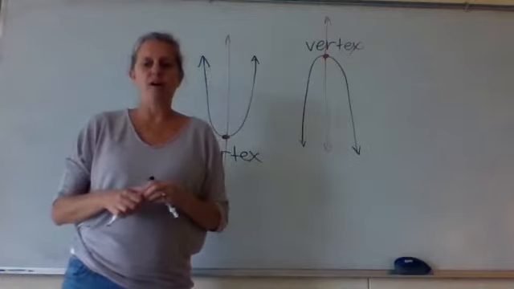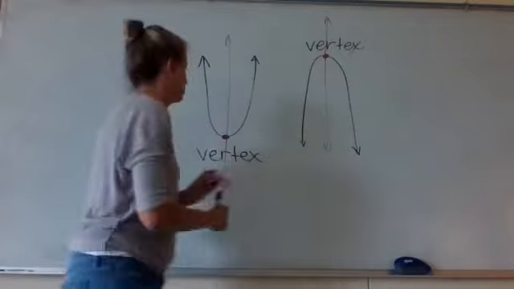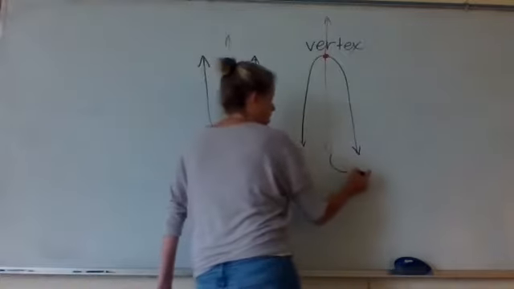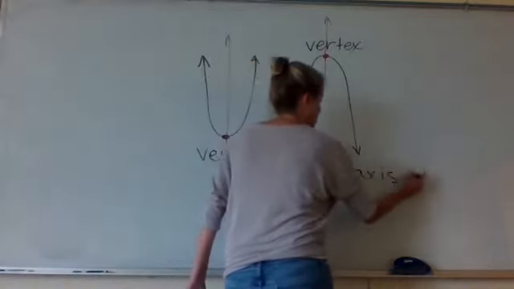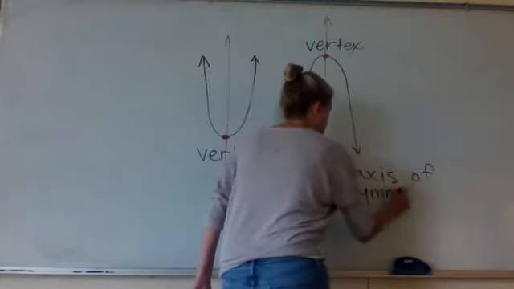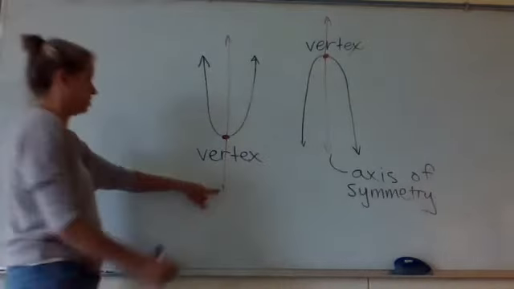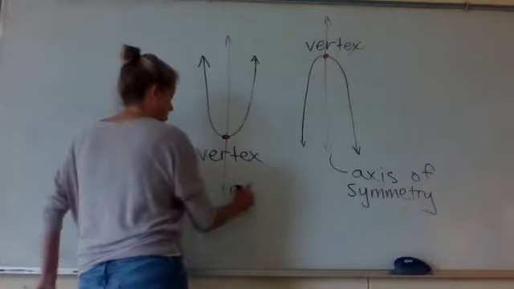So we're going to talk about those two things. One more thing. So this would be its line of symmetry. We're going to call it an axis of symmetry. Is the line that cuts it in half. This is its axis of symmetry.